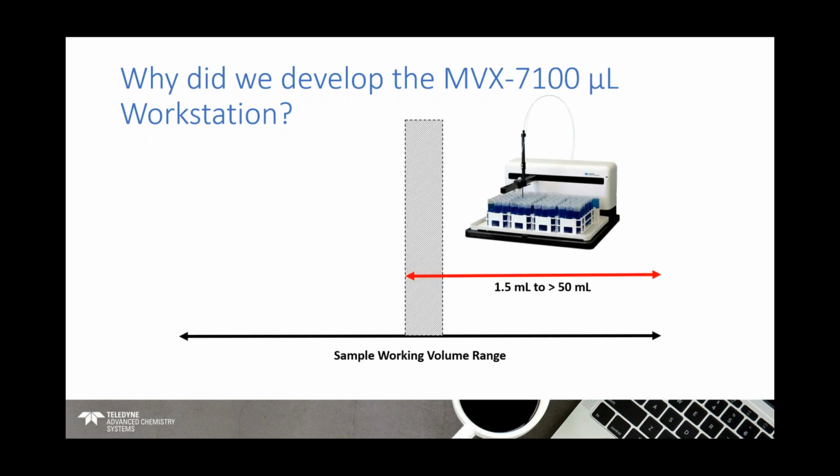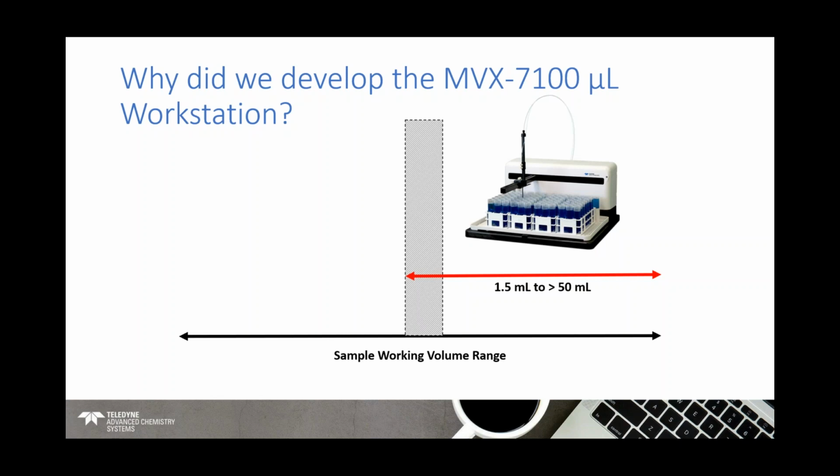So just to position where this is, and to give you an idea of what some of the limitations might be with low volumes and where the MVX comes into this, I'm just going to give you an example, sort of a thought process really. What I've got here is a diagram where the line at the bottom is the sample working volume range, so the amount of sample solution that you might have to work with, going from left to right, low to high.